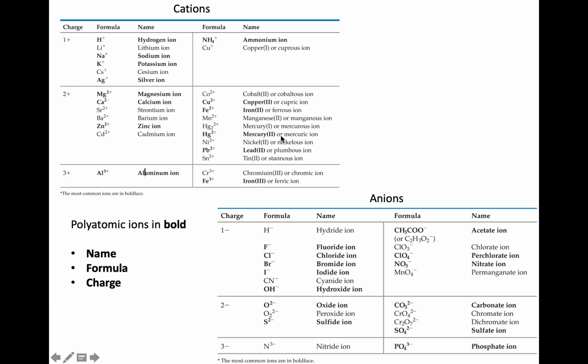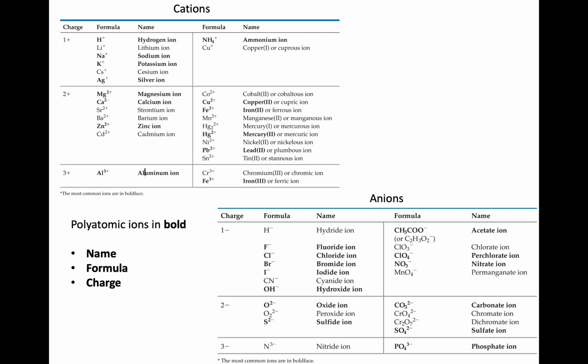In fact, if I look at this table, I only see one polyatomic cation. If I look over here for the anions, I have several polyatomic anions. CO3 2- would be the carbonate anion. SO4 2-, the sulfate anion.